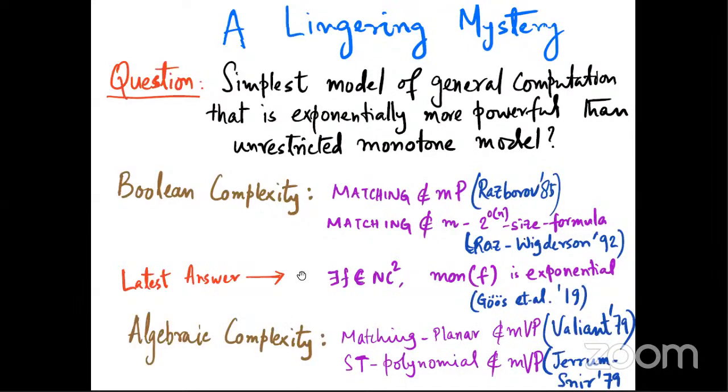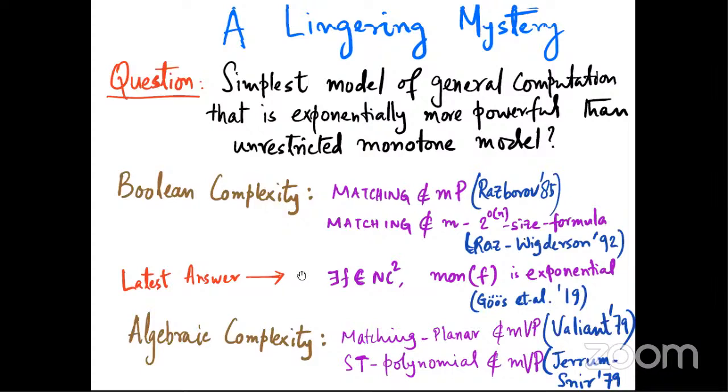Arkadev, I have a question. Sure. So this Raz-Wigderson result is against monotone formulas or not monotone? Yes, monotone formulas. So we don't know whether matching can be computed by general formulas efficiently. I mean, let's say log depth.